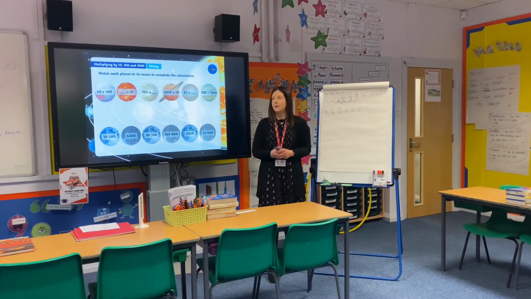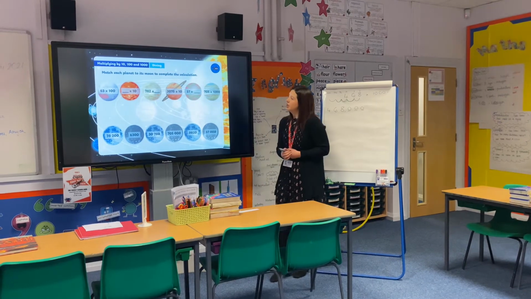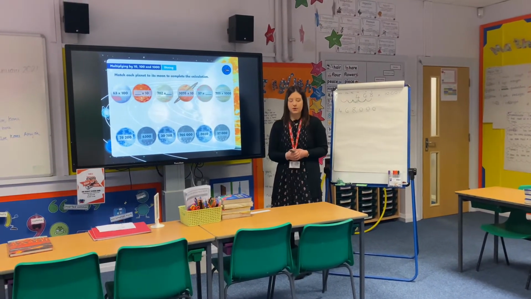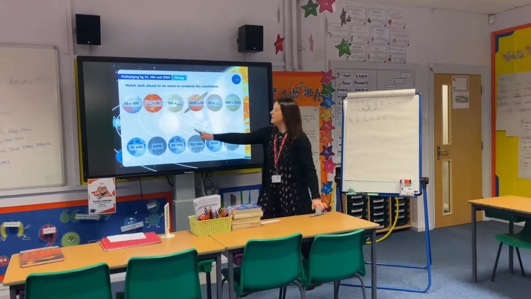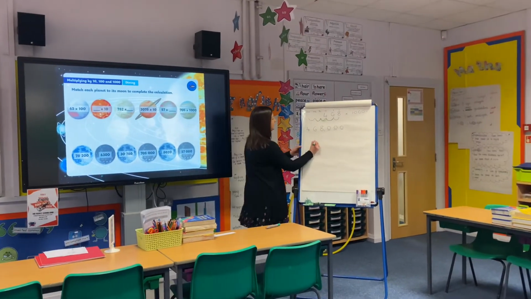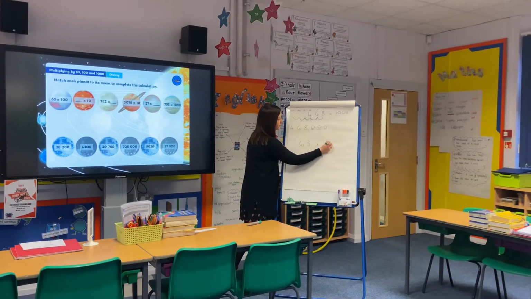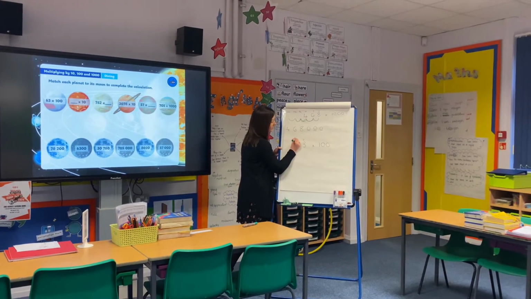Okay, let's have a go at this one then. So it says, can you match each planet to its moon to complete the calculation? I'll do the first one with you. So the first one is 63 times 100. So let's write my number, 63, and we're timesing by 100. I've got my ones, my tens.